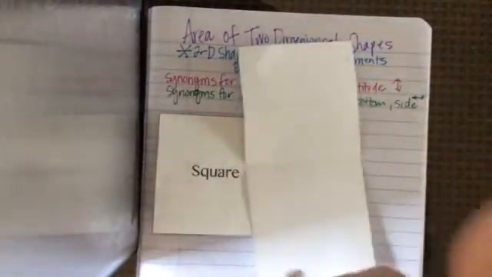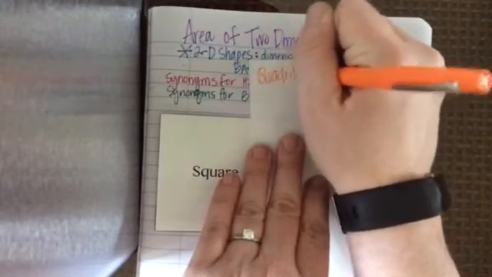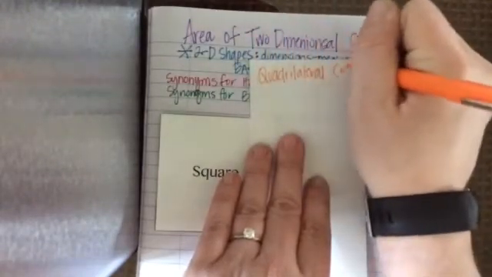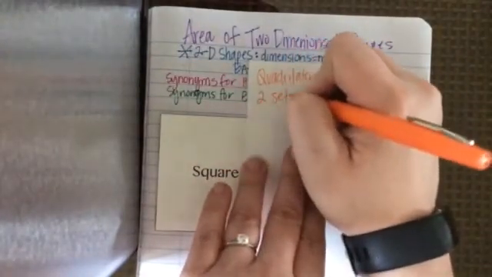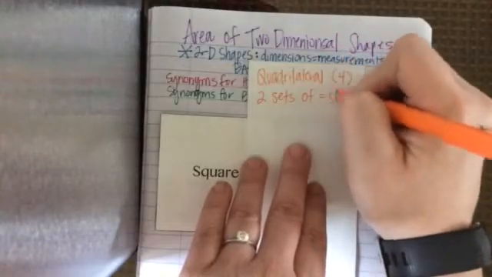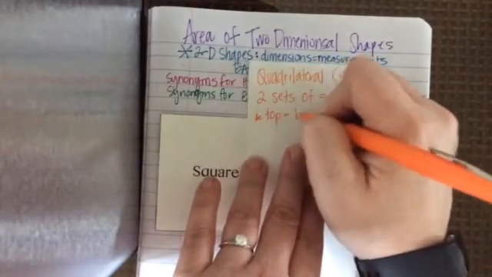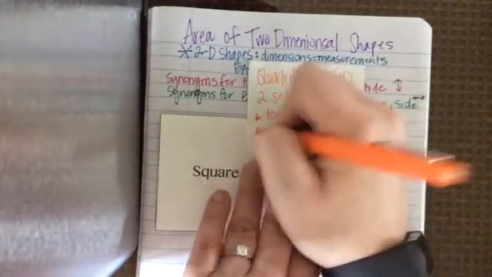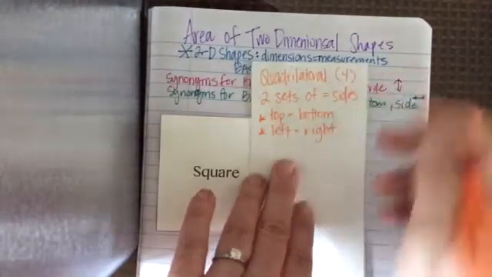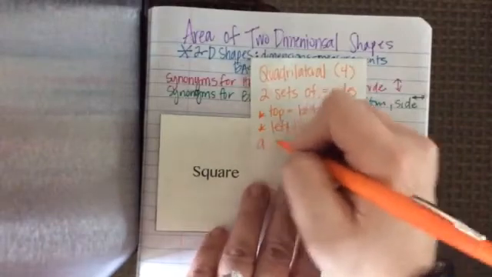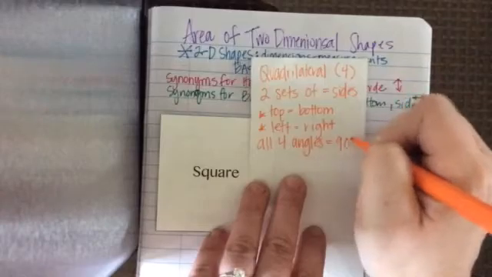Rectangle, when defined, is a quadrilateral, which again means four-sided shape, with 2 sets of equal sides. This means the top equals the bottom and the left equals the right. And all 4 angles equal 90 degrees.